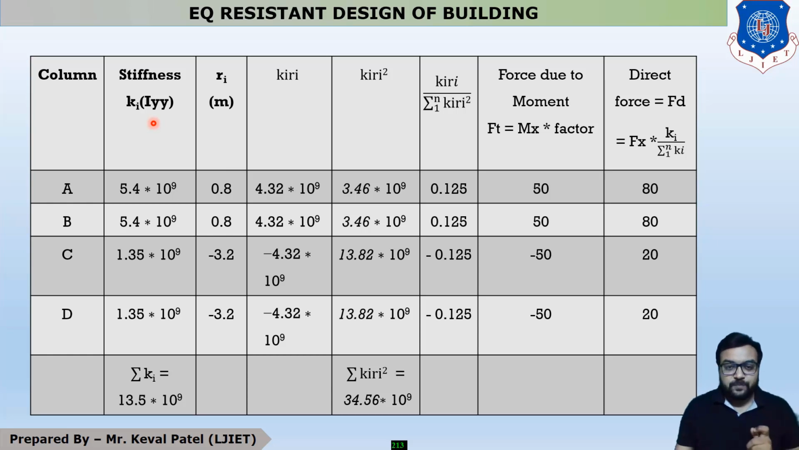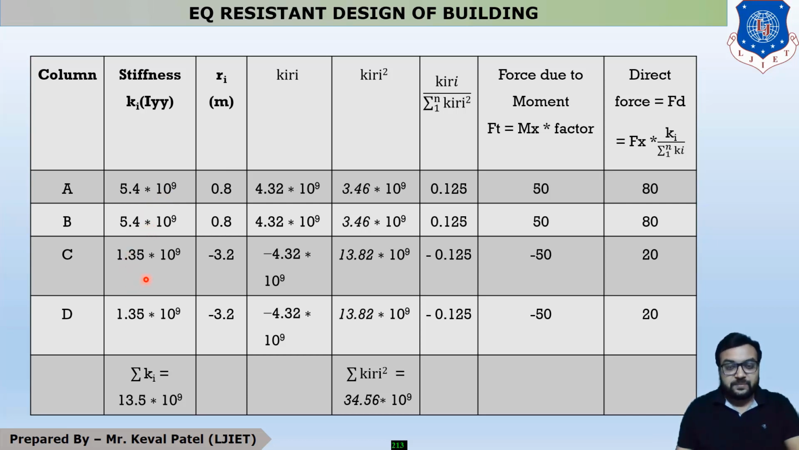What is the value of B? The value of B is 300. The value of D is 600, cubed, divided by 12. So we will get our answer 5.4 into 10 raised to 9. The orientation of column A and column B is the same, horizontal, so our IYY for column A and column B remains the same.